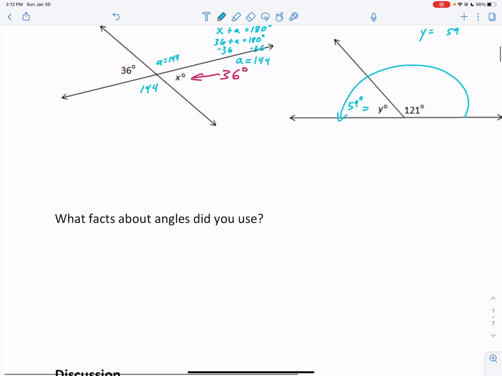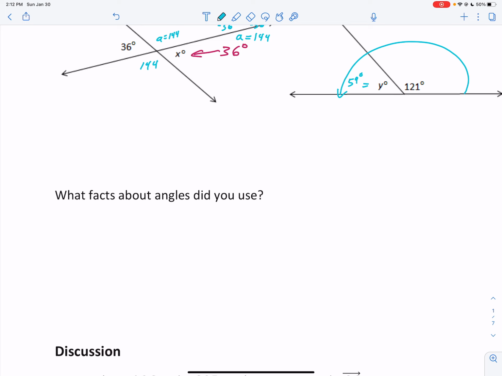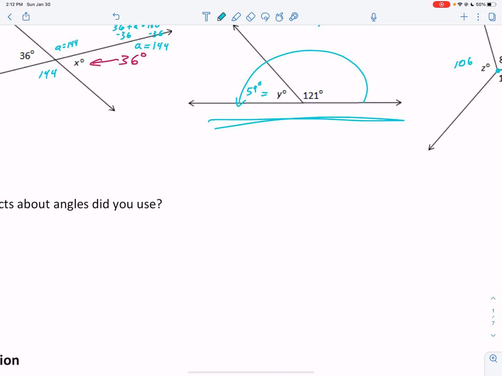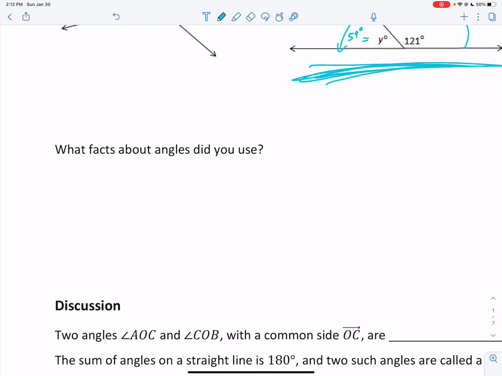So when we fill this out, the first one is vertical angles are congruent. And that's all we really need because we only cared about x. On this one right here, we have supplementary angles or consecutive angles. The sum of consecutive angles about a line equal 180 degrees.